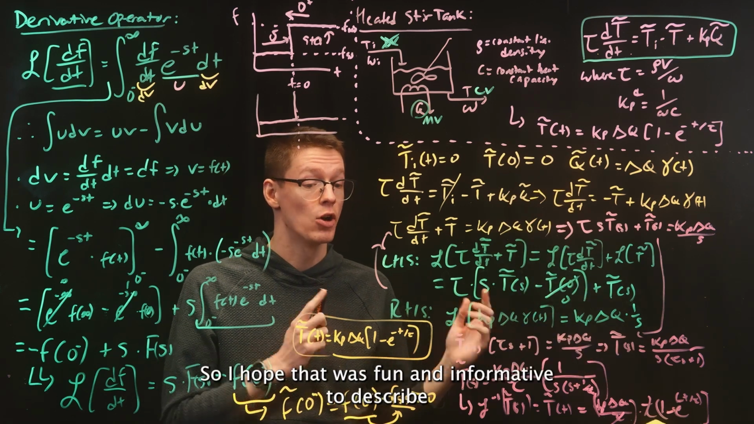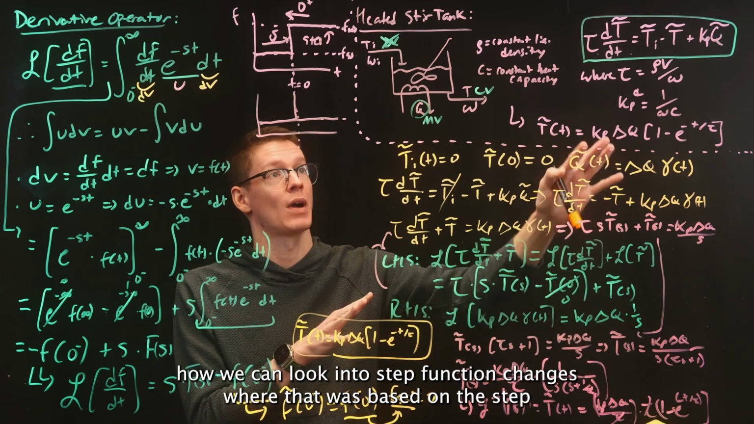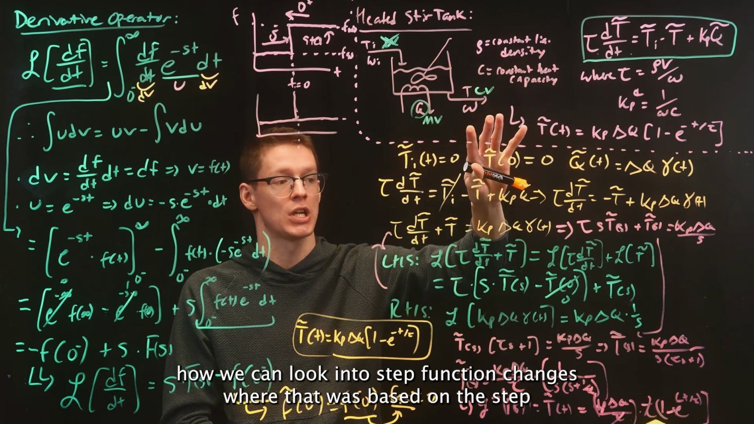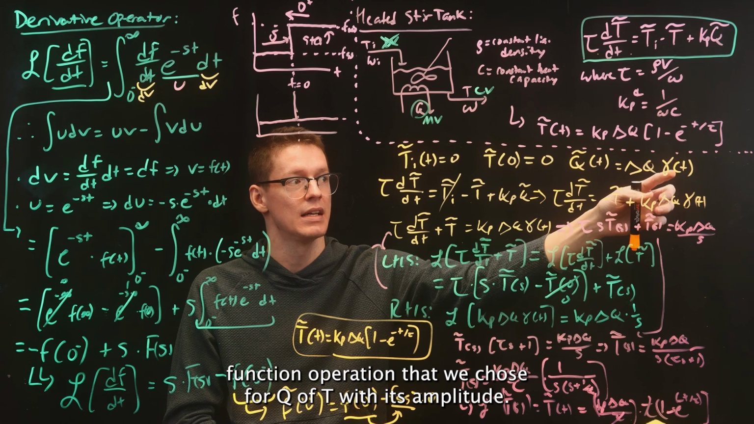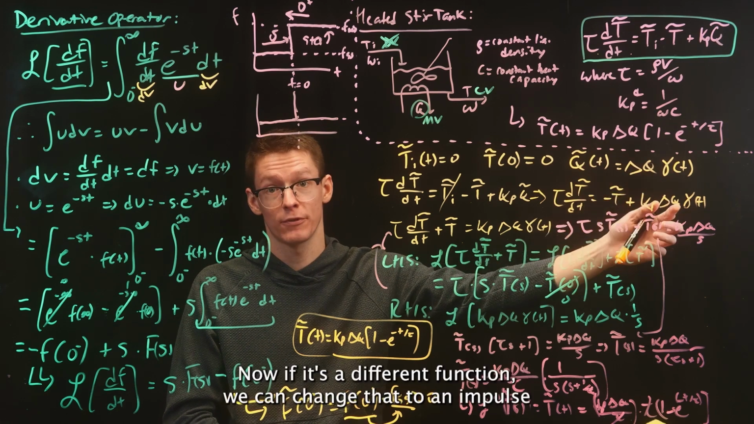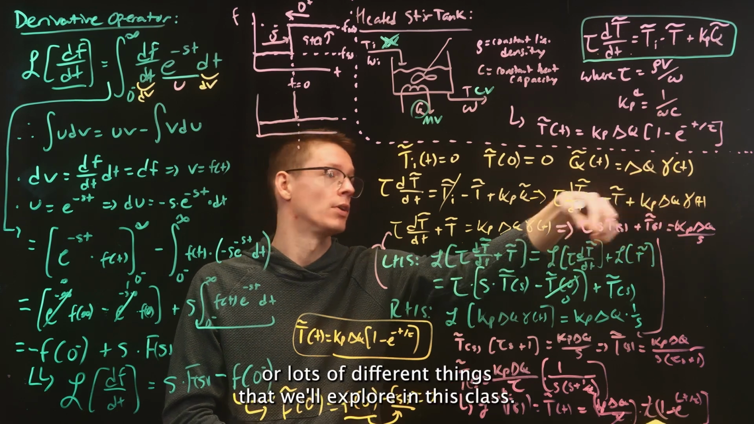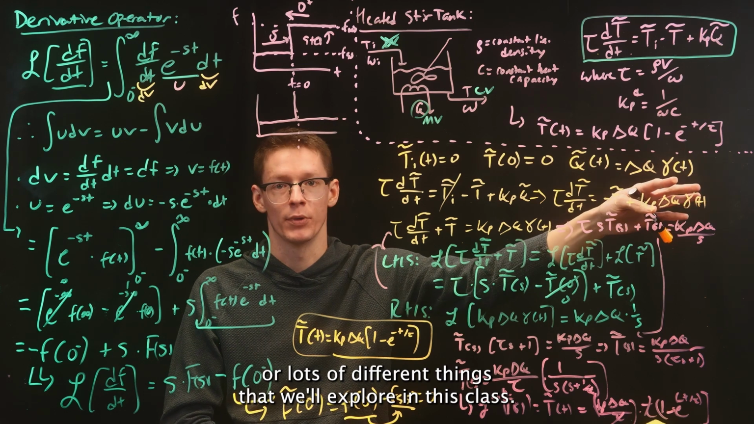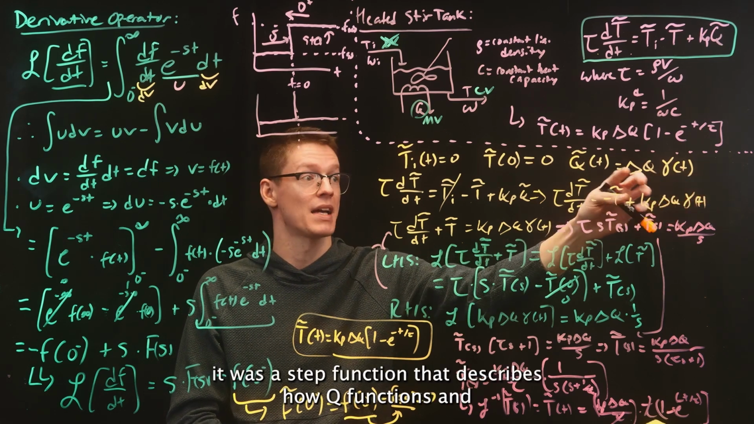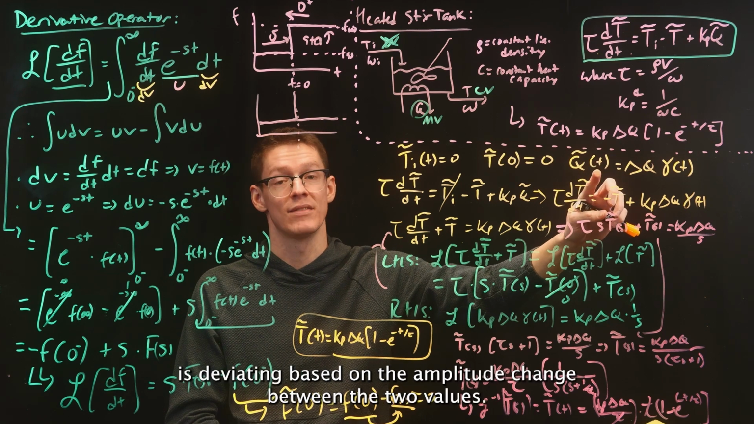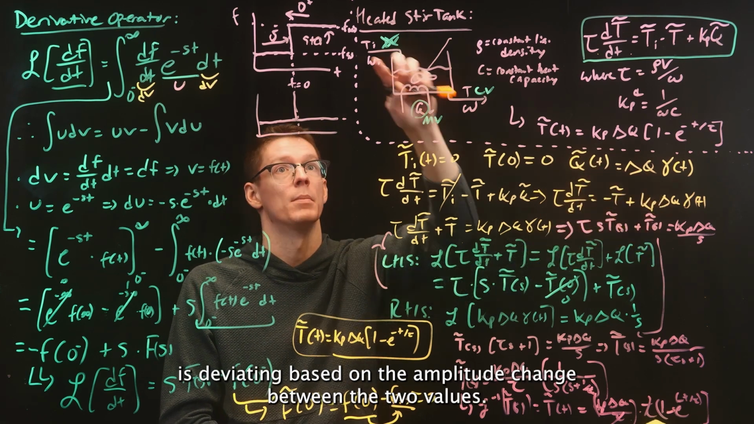So I hope that was fun and informative to describe how we can look into the step function changes, based on the step function operation that we chose for q(t) with its amplitude. Now, if it's a different function, we can change that to an impulse or lots of different things that we'll explore in this class. But for this specific example, it was a step function that describes how q functions and is deviating based on the amplitude change between the two values.